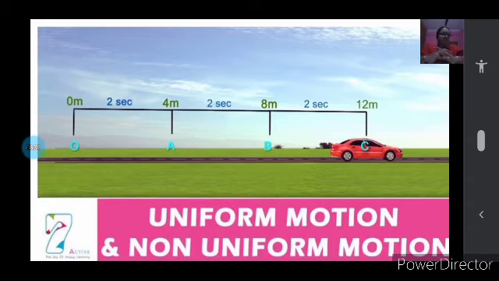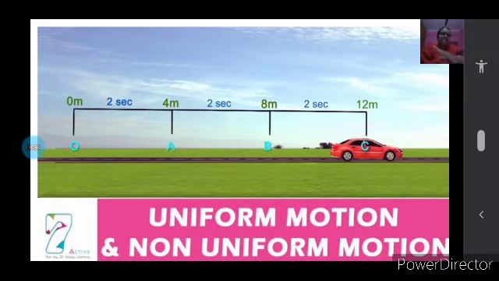Yes, children? So now, how is the car moving? At every equal interval, from O to A it is taking 2 seconds. From A to B again 2 seconds. Again B to C it is taking 2 seconds. See how is the motion of the car?